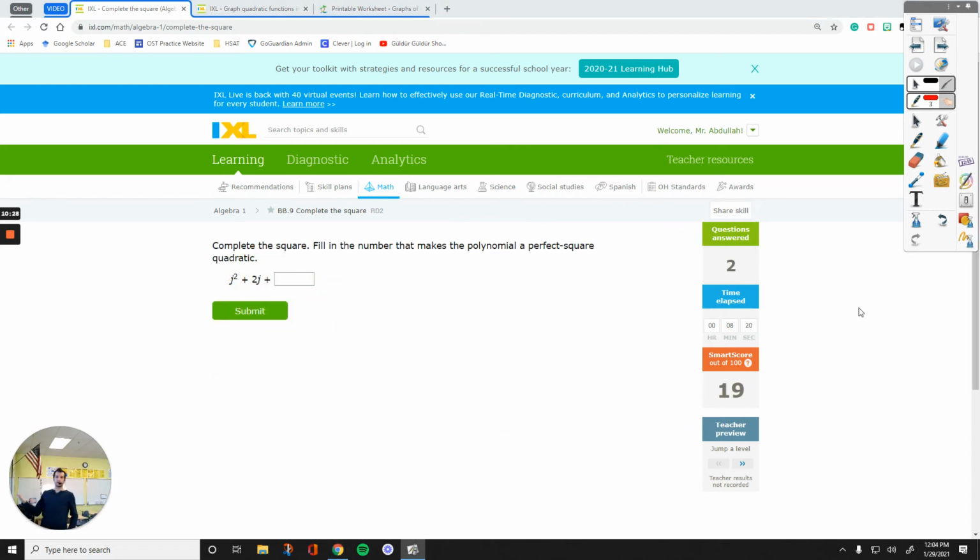Okay, what's the number in the middle? It is 2. Divide the middle number by 2, you get 1, and then square that number, it gives you the same answer. So the last number is going to be 1.